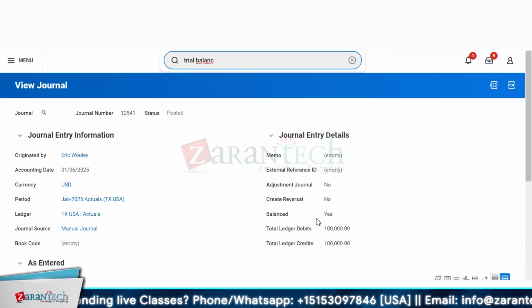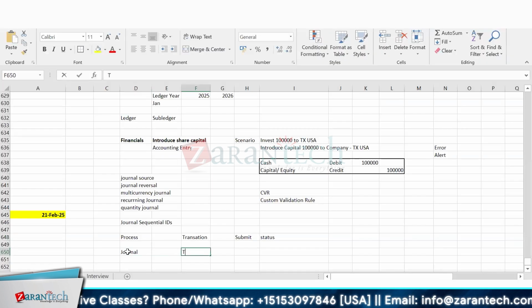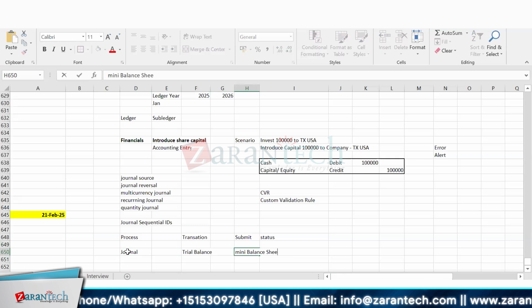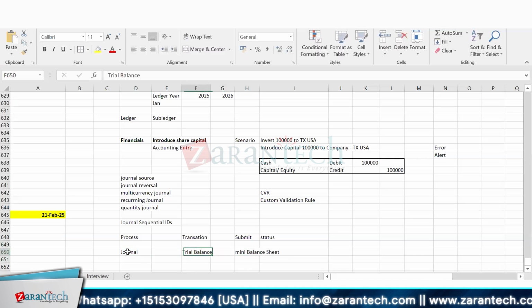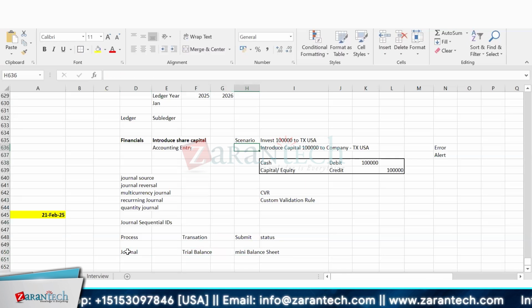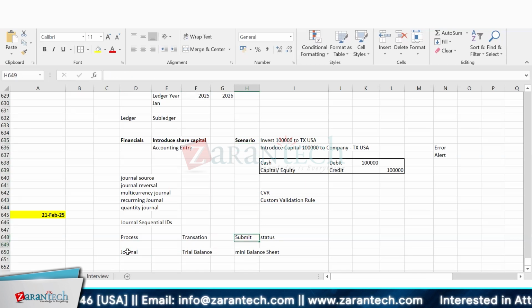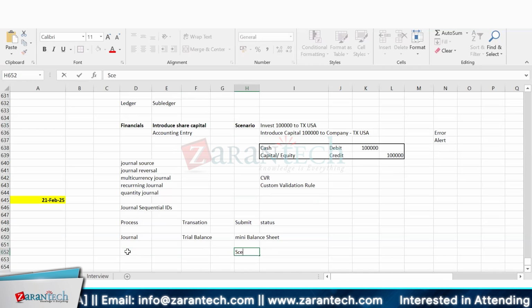So this is the report that we discussed, journal and trial balance. And we discussed that the trial balance is your mini balance sheet. We sometimes call it a mini balance sheet. So the first scenario is now completed. Any question on this point? Let's move on to the next point, another scenario.